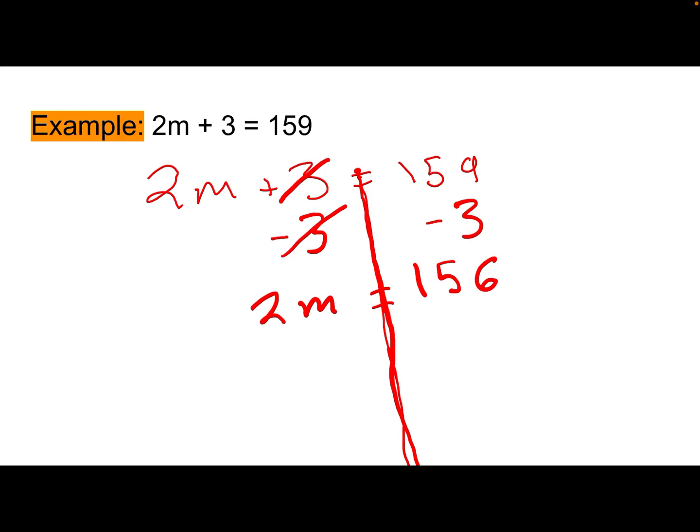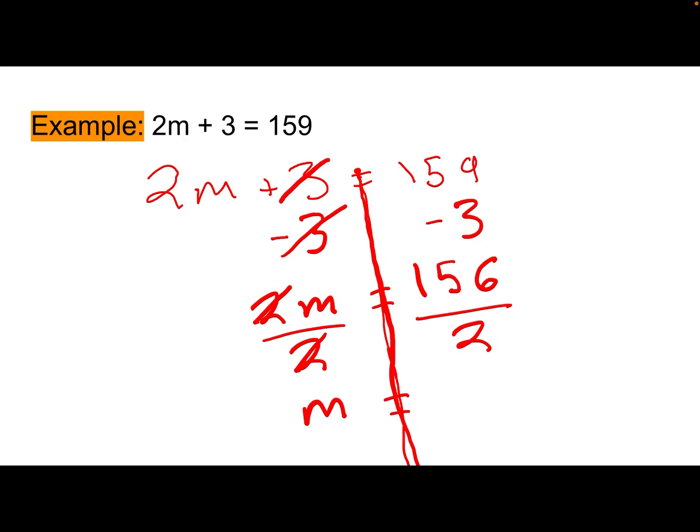All right, the next thing we need to do is isolate that m, right? So how can we get that m by itself? We can divide by 2 on both sides. The reason we're dividing by 2 is because 2 will cancel out here, and then what will we be left with? Well, 2 divided by 2 is 1, and 1 times m is just m itself.